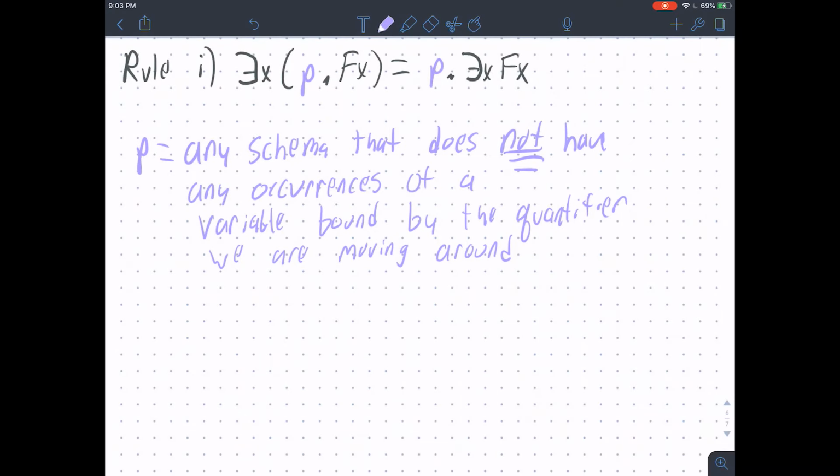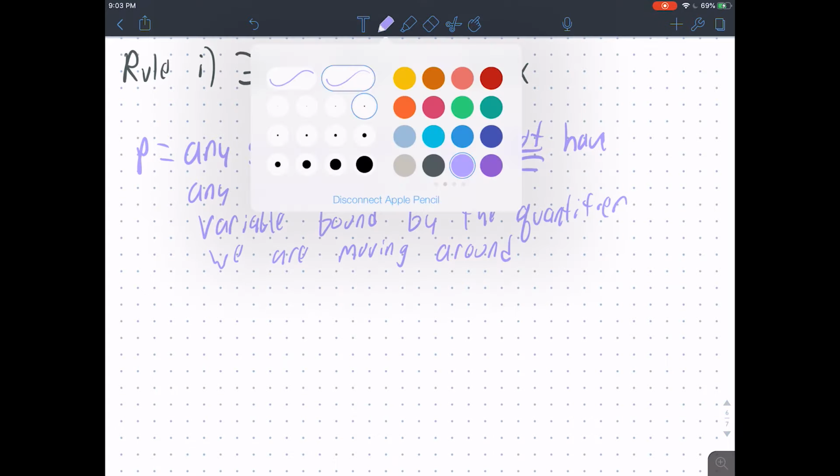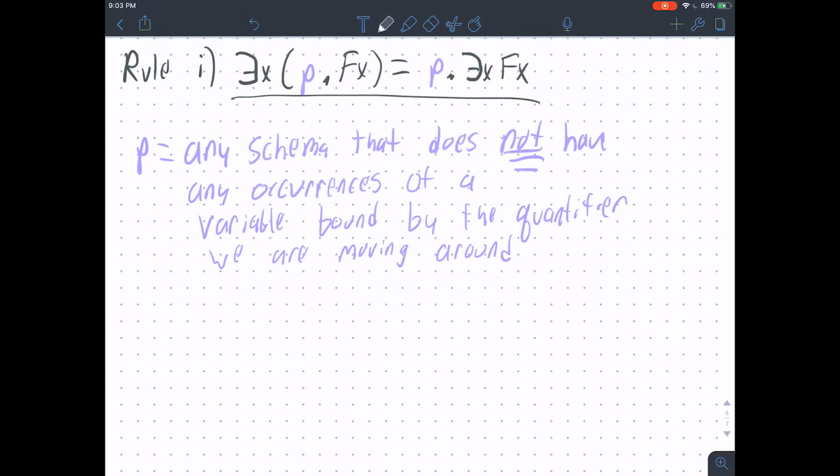Okay, so I need to explain how to read the rules. So I'm going to introduce the first one. It's an equivalency rule, and this is what it asserts. And you might be like, you just told me that the existential quantifier doesn't distribute over conjunction, and this looks like it does, except it doesn't.